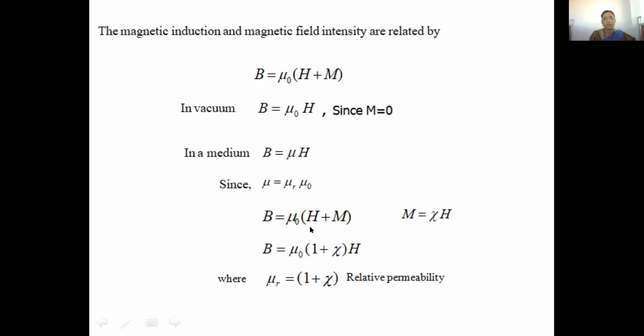B equals mu naught into H plus M. Let us take the H common out, then 1 plus M by H. We know M by H is nothing but susceptibility chi. So 1 plus chi into H. As B equals mu H, mu I can represent as mu R into mu naught, right? Mu R mu naught equals mu naught into 1 plus chi into H. So I can equate from these two equations, mu R equals 1 plus chi. Relative permeability equals 1 plus susceptibility.